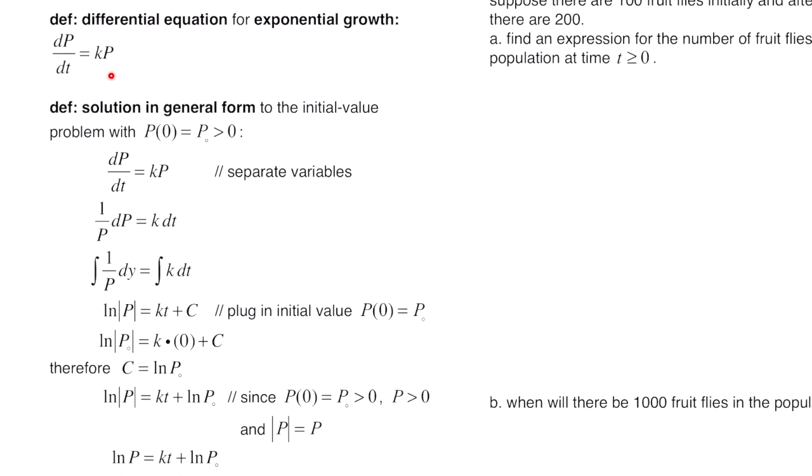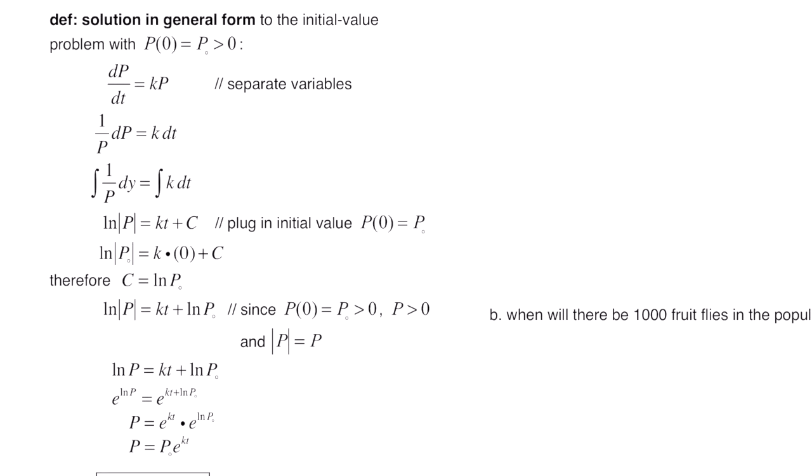And next we're going to take this differential equation and solve it using the initial value P of 0 equals P naught, which is positive. So first we take the differential equation dP/dt equals kP, and we separate the variables. We bring this P down to the left, leave the dP there, then bring dt up to the right, so it's equal to k times dt. Next we're going to integrate both sides.